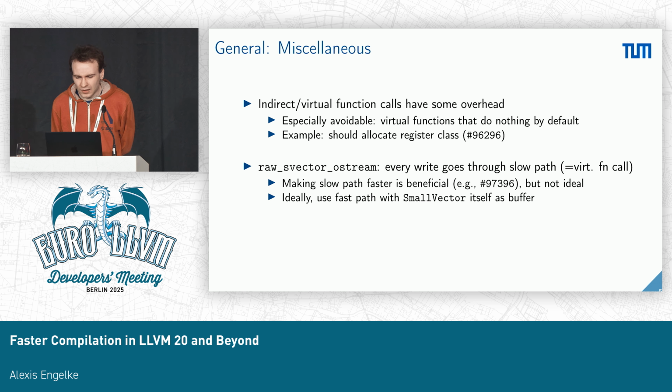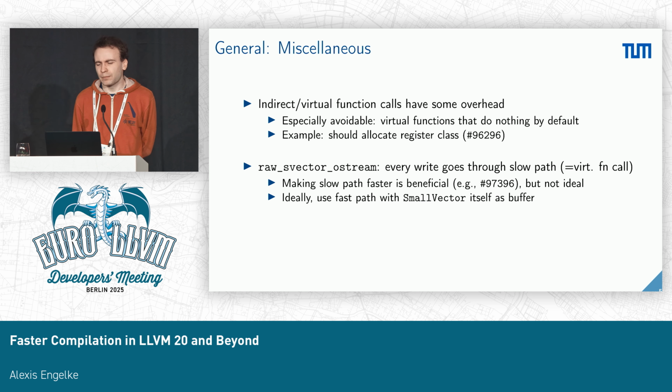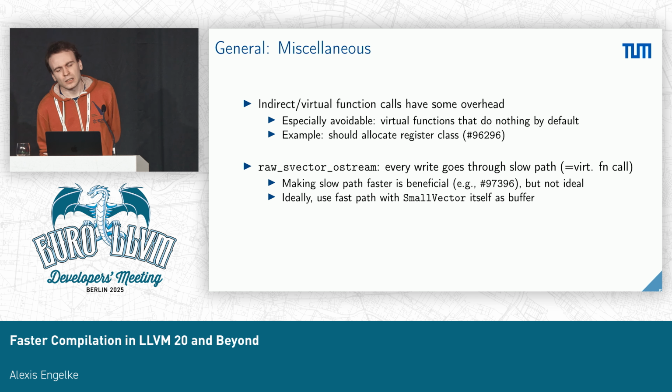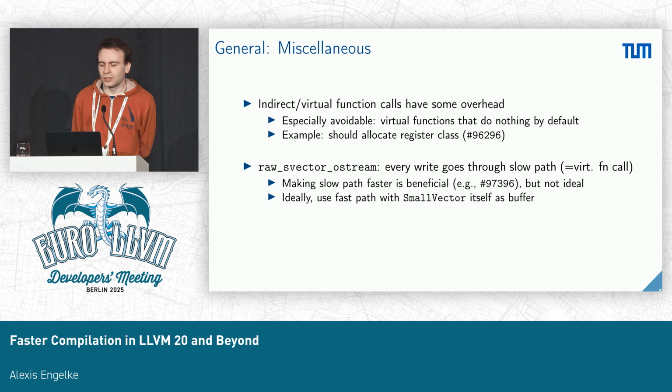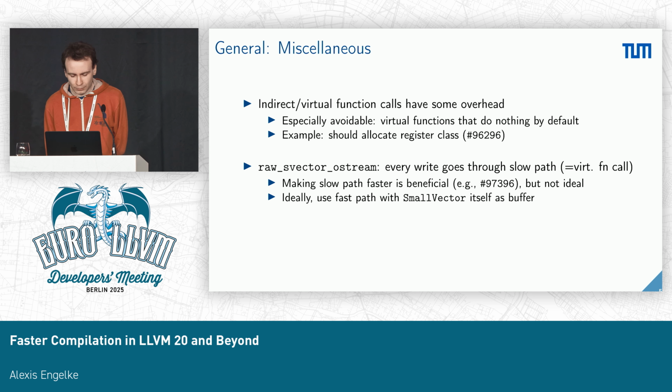raw_svector_ostream is another problematic case where currently every write goes through the slow path, which is a virtual function call. We try to make the slow path a bit faster, but this is still less than ideal. Ideally, we would be able to use the small vector itself as the buffer for the raw_ostream fast path and its buffering logic. Unfortunately, this is not quite easy to implement because there are a few users that depend on the raw_svector_ostream keeping the small vector immediately up to date.